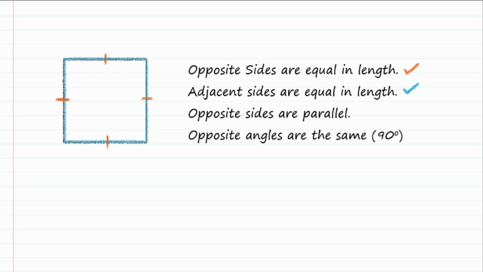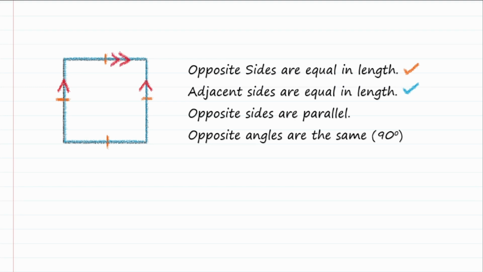Opposite sides are parallel. Let's see. The left-hand side of my square will never meet my right-hand side of my square, so they are parallel. The top of my square will never meet the bottom of my square, so they are also parallel.